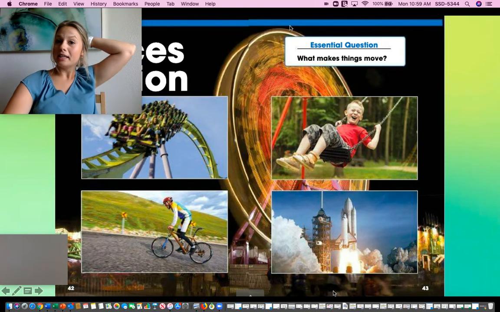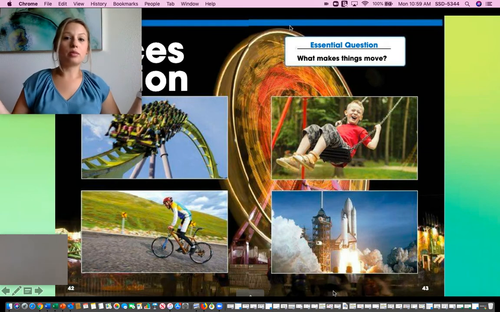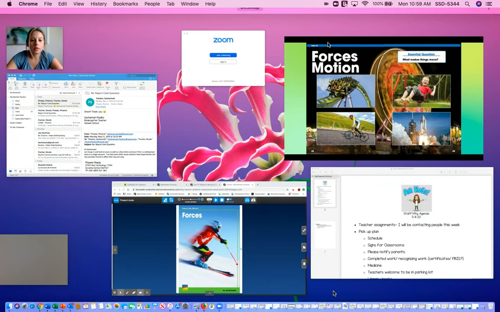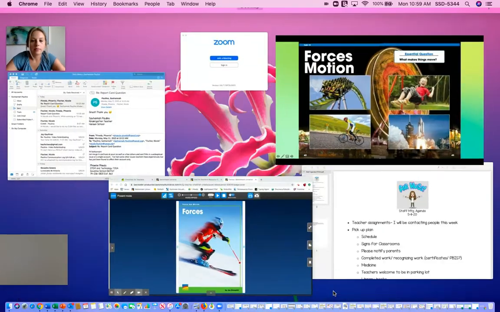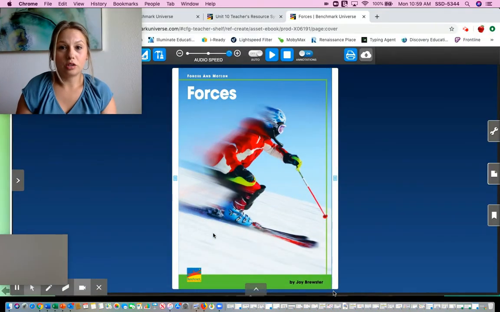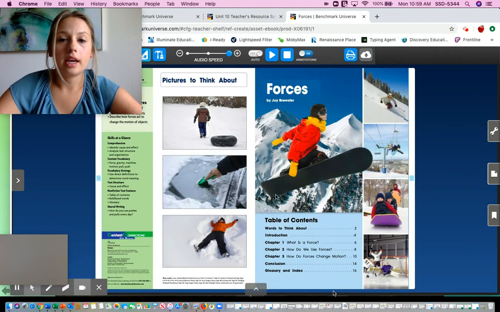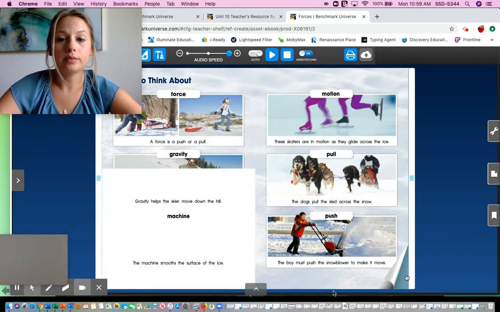Our big idea, ding, is what makes things move, and we know that those are forces. Okay, so, oops, I'm going to bounce back and forth. Okay, we were reading this story yesterday. It's a long story about forces by Joy Brewster. And I'm going to flip through just to review.